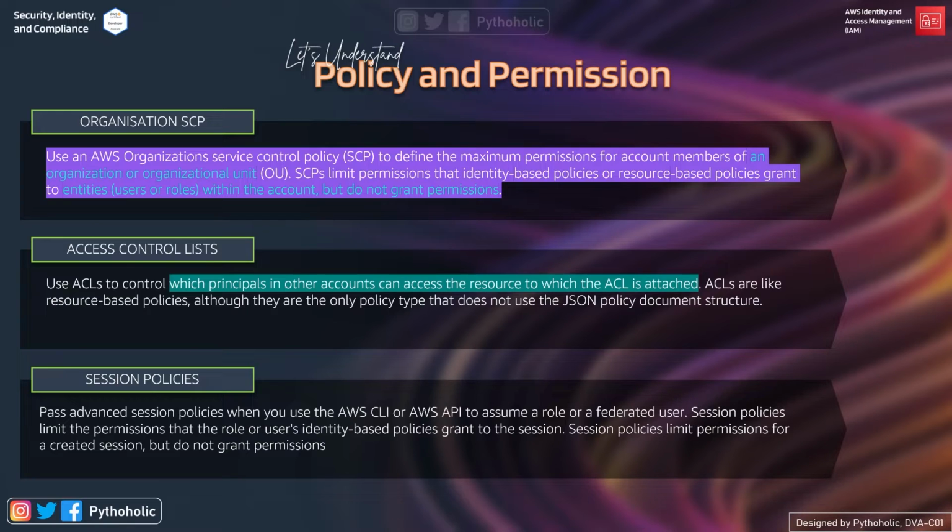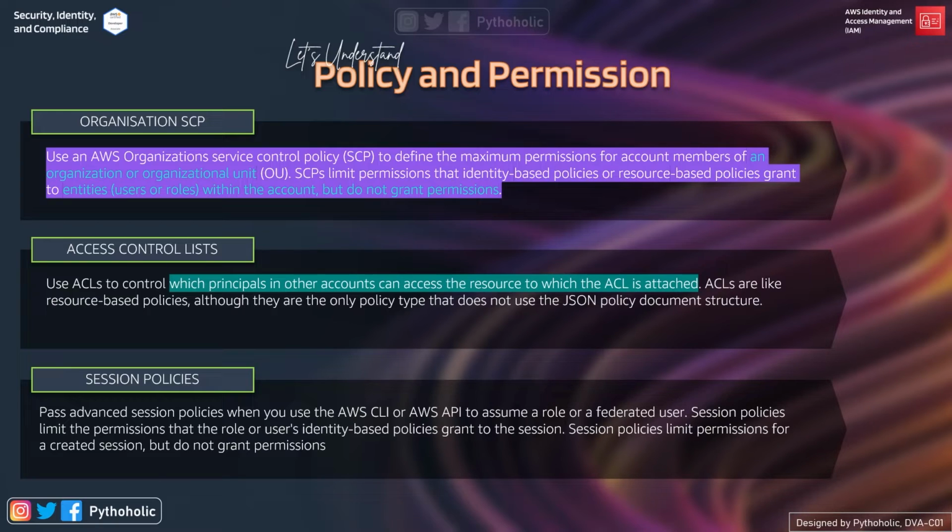Next is access control list. We have already heard of access control lists in S3 before. And in retrospect, ACLs are like resource-based policies, although they are the only policy type that does not use the JSON policy document structure. You might have seen ACLs in S3. Yes, like we have for Amazon S3 access control list, which enables us to manage access to buckets and objects. And that's the difference between IAM and ACLs. IAM or bucket policies can only be attached to buckets, but not the objects in the bucket. ACLs can be assigned to buckets as well as objects in it. And that's the difference between them.